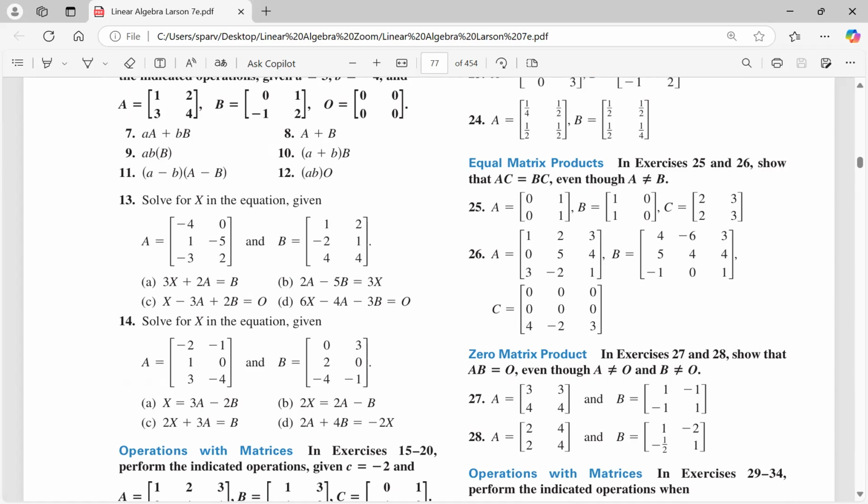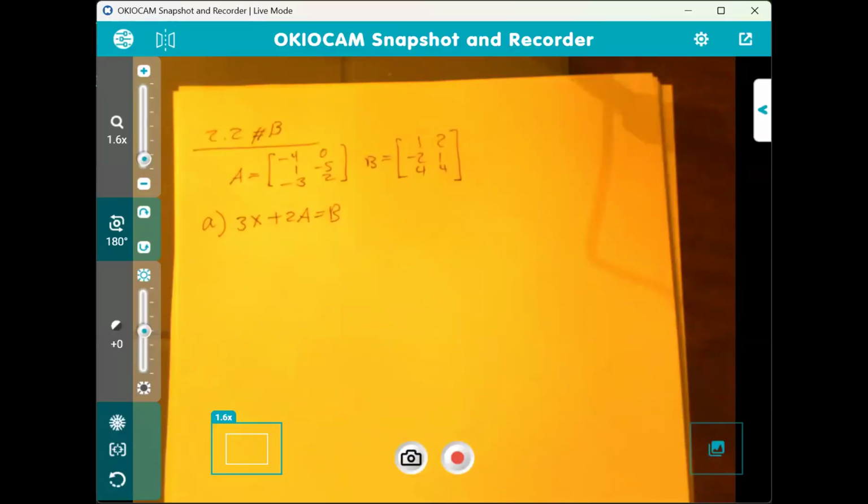So we're doing 2.2, number 13. Matrix A is the 3 by 2 matrix: negative 4, 1, negative 3, 0, negative 5, 2. And then matrix B, another 3 by 2: 1, negative 2, 4, 2, 1, 4. In part A, you're doing 3x plus 2a equals b. Now let me make a switch here. Okay, now you can see what I was writing down.